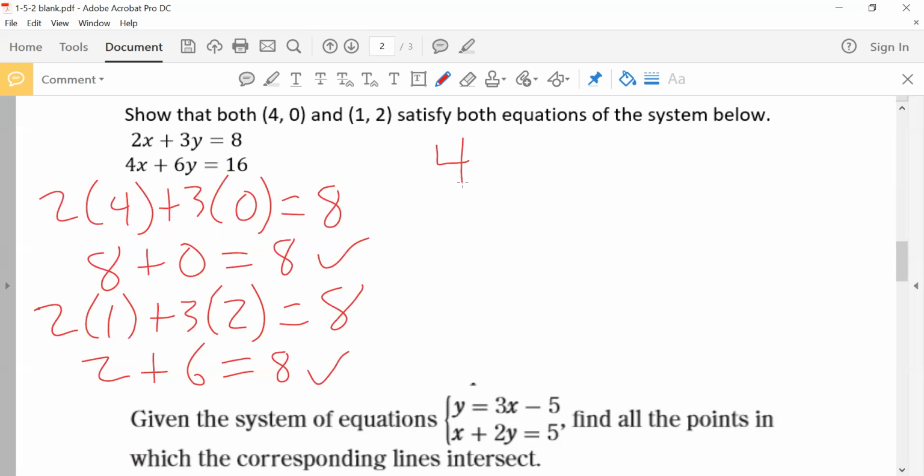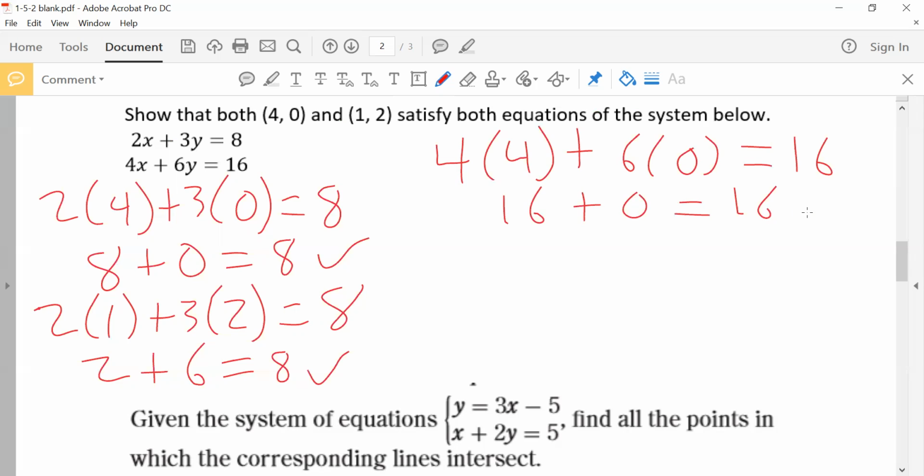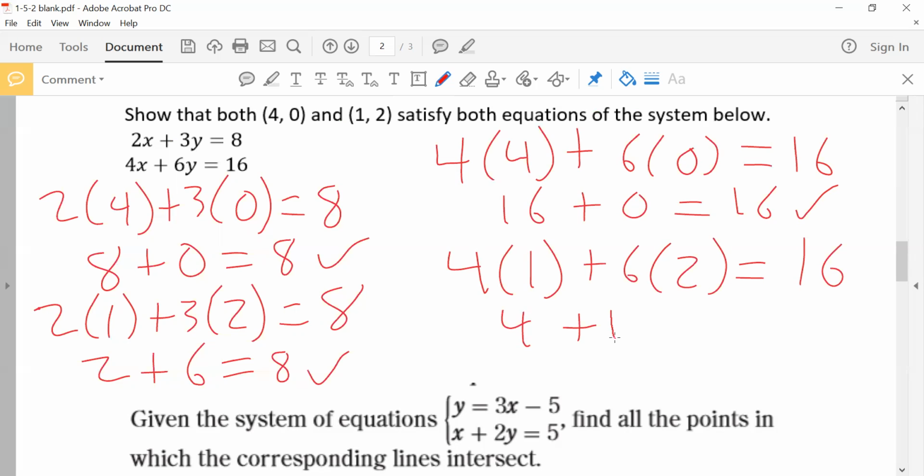Okay, let's try the bottom equation now. 4 times 4 plus 6 times 0 equals 16. That's 16 plus 0 equals 16. Yep, that works. And let's try the last point in the last equation. That would be 4 times 1 plus 6 times 2 equals 16. That's 4 plus 12 equals 16. Yep, that works too.